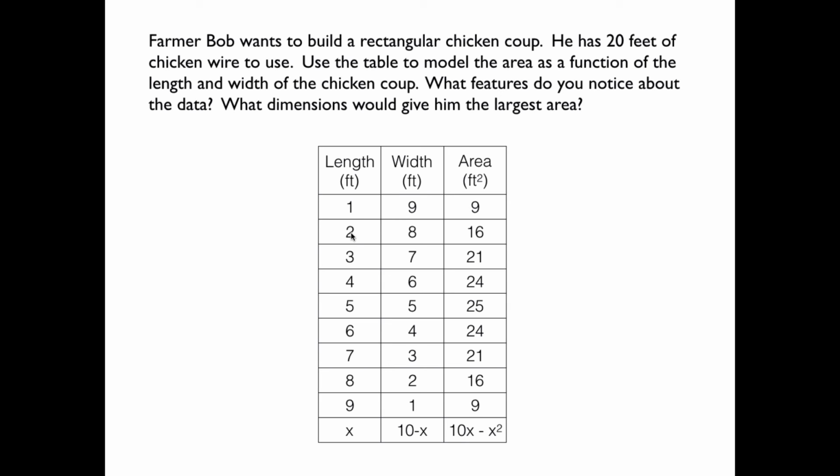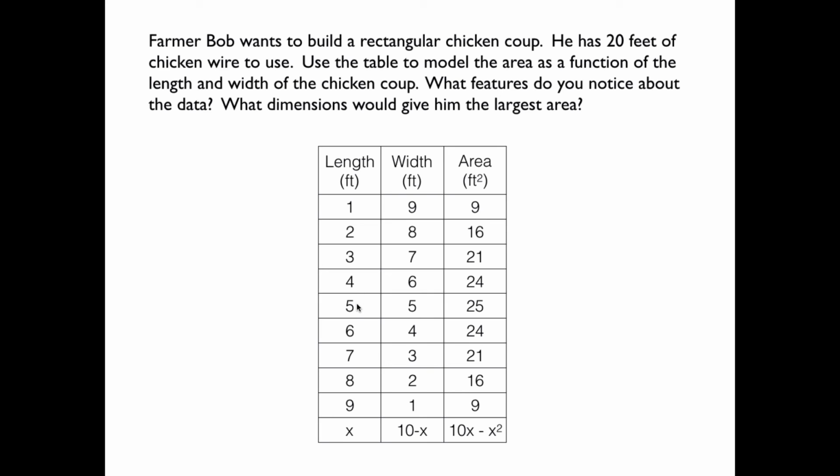Now if the length is 2 feet long, then the width would have to be 8 feet long. 2 times 2 is 4, 2 times 8 is 16, and 16 plus 4 is a total of 20 feet for the perimeter. And of course, the area of the chicken coop at this point would be 16 square feet, because 8 feet times 2 feet is 16. And so on and so on.